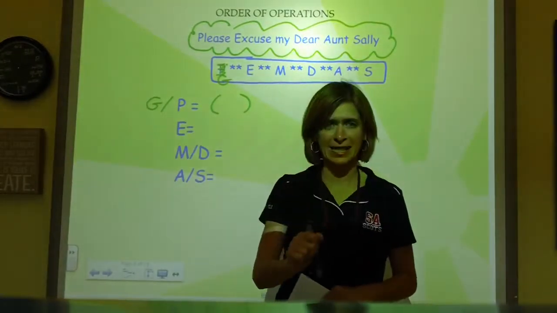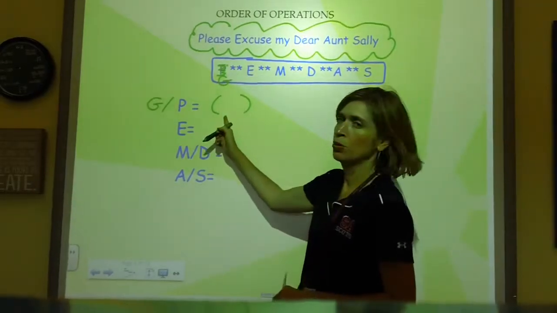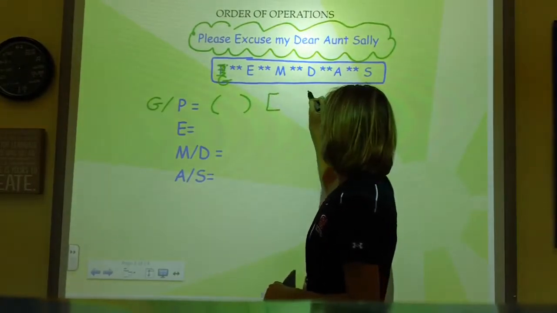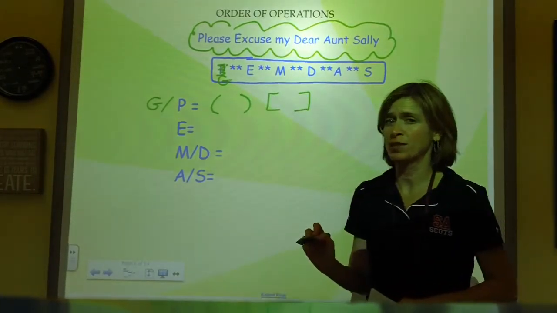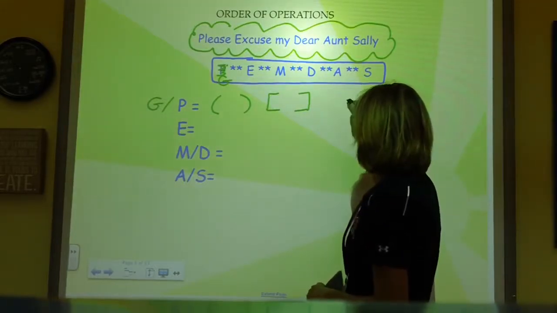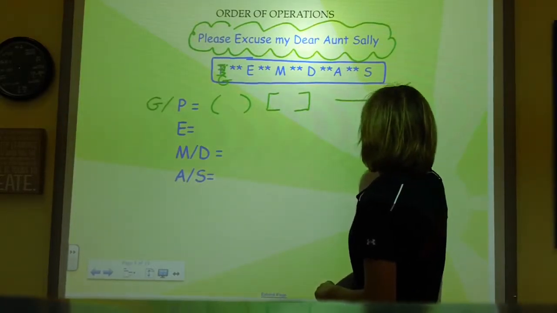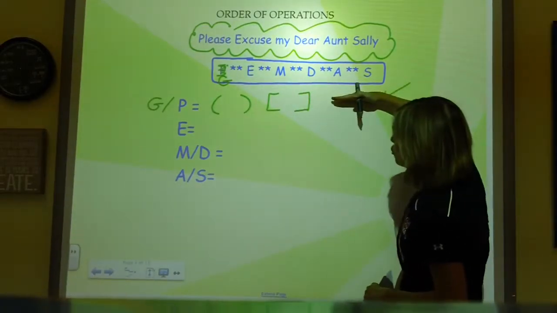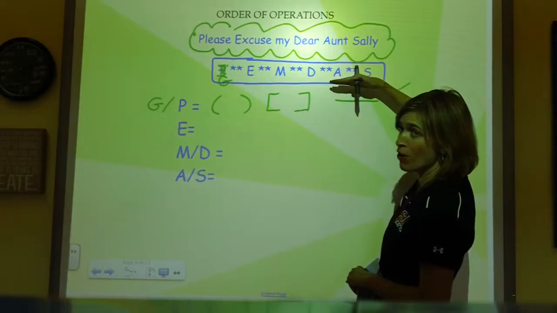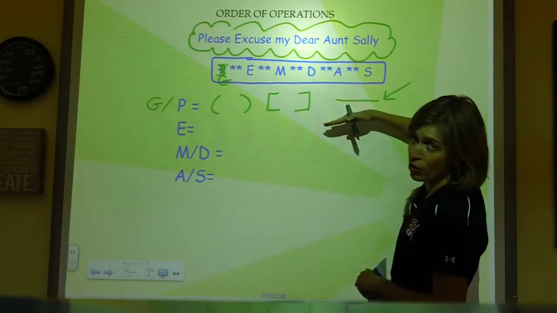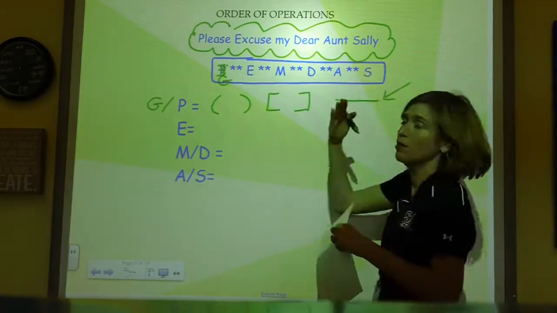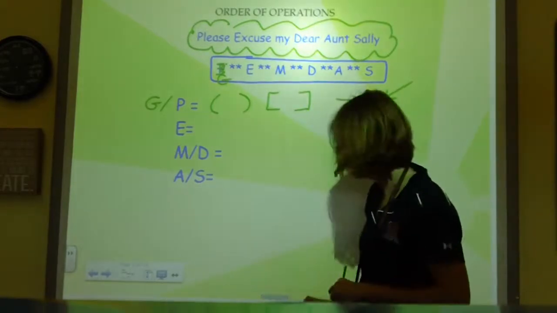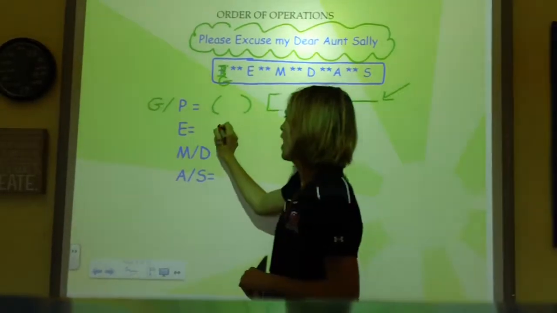It's grouping symbols. Grouping symbols are parentheses, brackets, and even other types of parentheses. And they are also fraction bars, okay? Fraction bars are grouping, meaning you have to do what's on the top of the bar first, what's on the bottom of the bar second. So you have to do these individually before you put them together. Then we do our exponents.